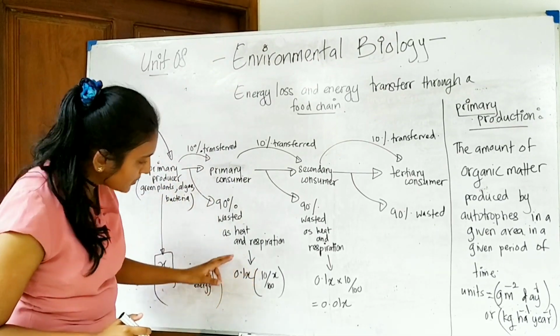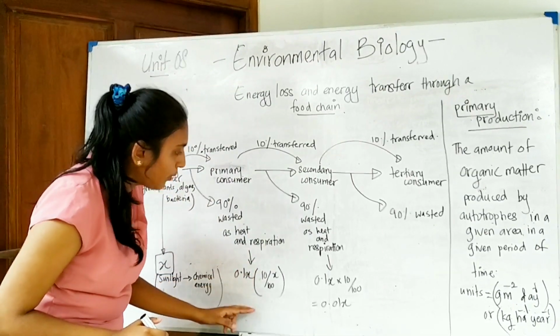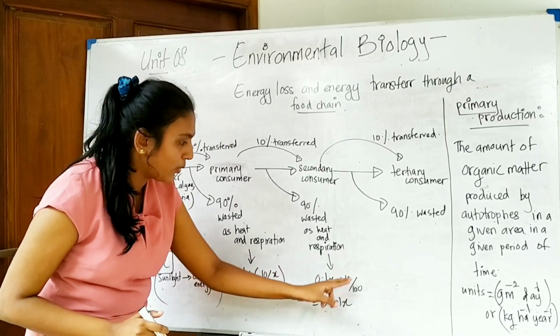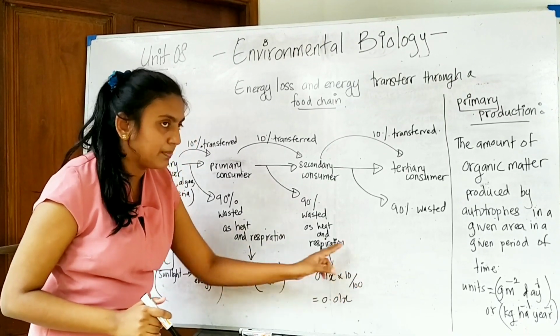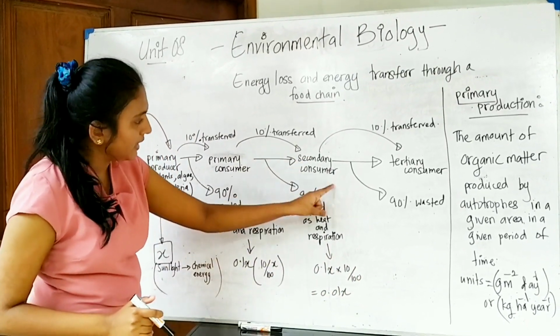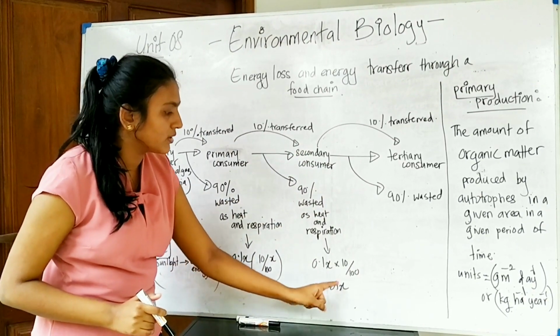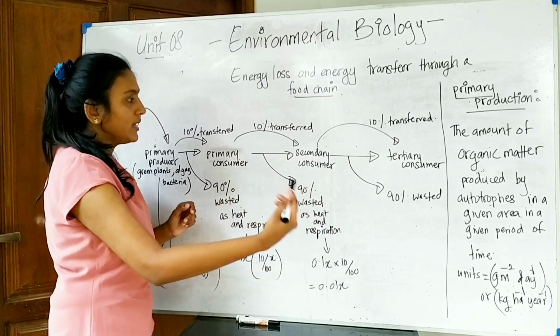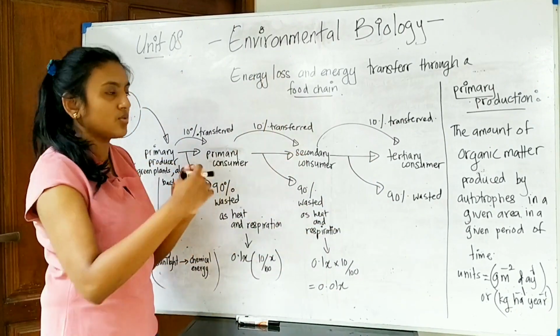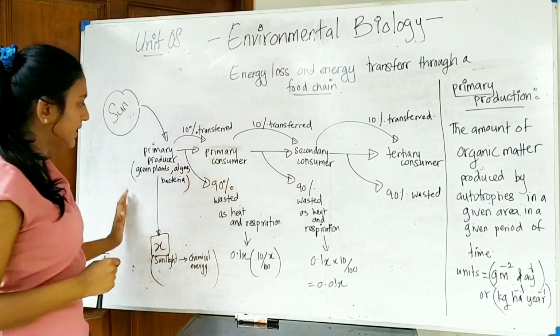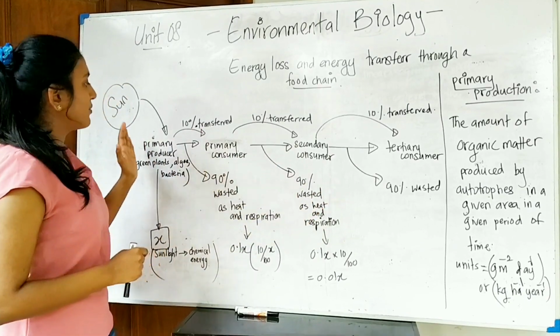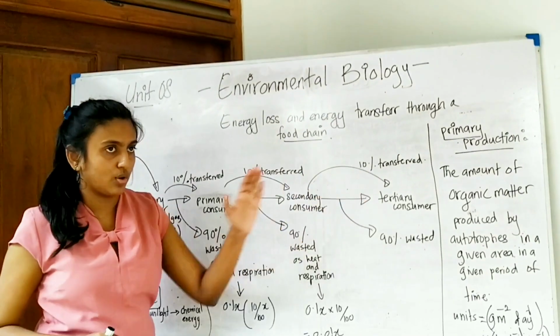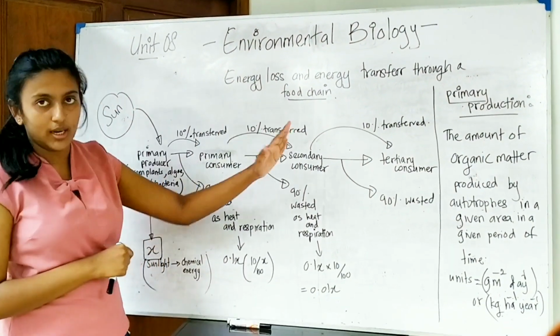Then out of this 0.1x, another 10%, 10 over 100, will be transferred to the next level. So it would be 0.01x. Here it would be 0.001x. Likewise, only 10% is transferred. So we can see that there is significant energy loss when going from one trophic level to the next in a food chain, in an ecosystem.